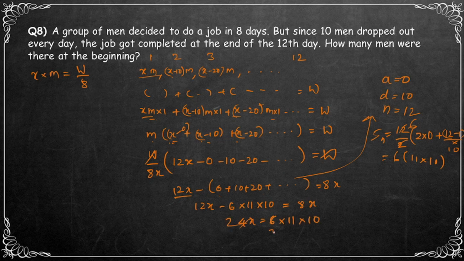Cancelling, 2 2s, 2 3s, 2 1s, 2 5s. So 3 into 11 into 5. 3 elevens are 33 into 5. 5 3s are 15, 5 3s are 15 plus 1, 160... 165. So x is equal to 165. So 165 men were there at the beginning.